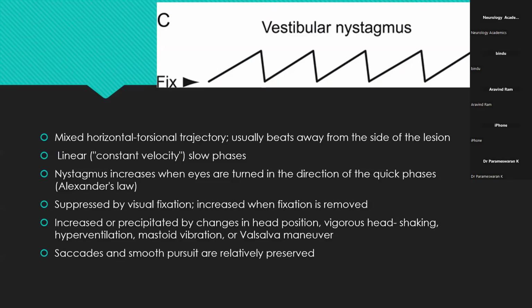And this nystagmus is suppressed by visual fixation and increased when the fixation is removed. It is increased or precipitated by certain changes like head position change or vigorous head shaking and certain other maneuvers like hyperventilation, etc. Saccades and smooth pursuit are relatively preserved, as this is not the circuit that is involved.